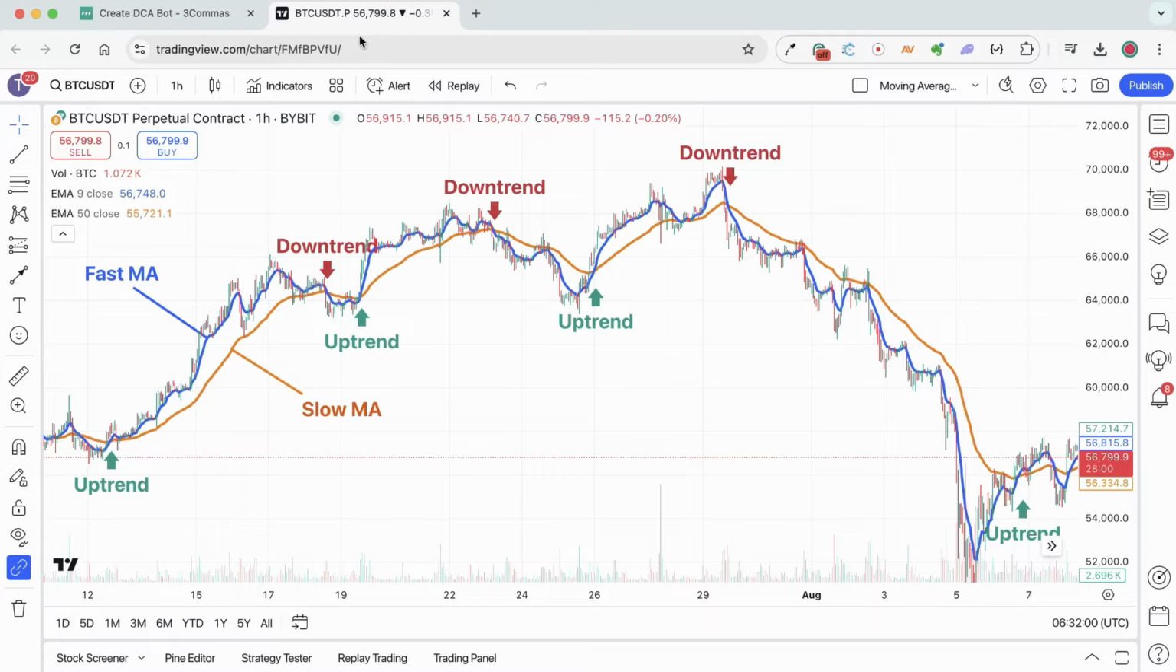Let's take a closer look at how the moving average indicator works in this scenario. Moving average lines are included on the TradingView chart with a 1-hour time frame chart of Bitcoin. The blue line indicates a fast MA 9 and the orange line indicates a slow MA 50. Our goal is to configure our DCA bot to consistently trade long during an uptrend and short during a downtrend.